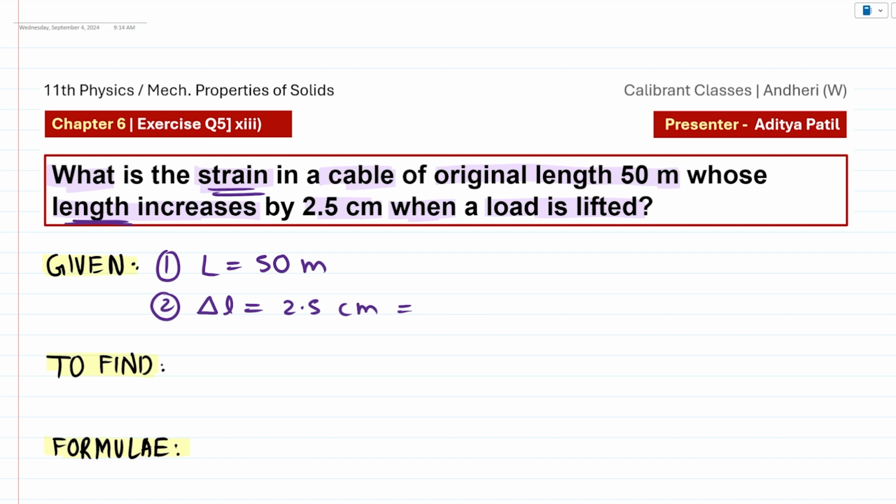So using these two quantities हमें ढूंढना है the strain produced in the cable when we lift the load. नाउ एक कॉन्फ्लिक्ट है, हमारा लेंथ मीटर में है और हमारा चेंज इन लेंथ इज इन सेंटीमीटर्स. We need to make sure both these quantities are in the same unit. So let's convert centimeters into meters because it's an SI unit. So 2.5 centimeters becomes 2.5 into 10 raised to minus 2 meters. I hope you're comfortable with the conversions.